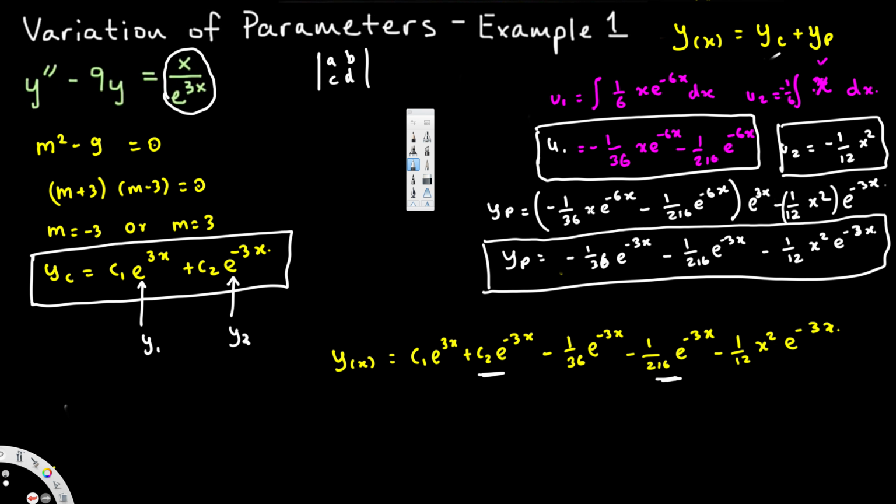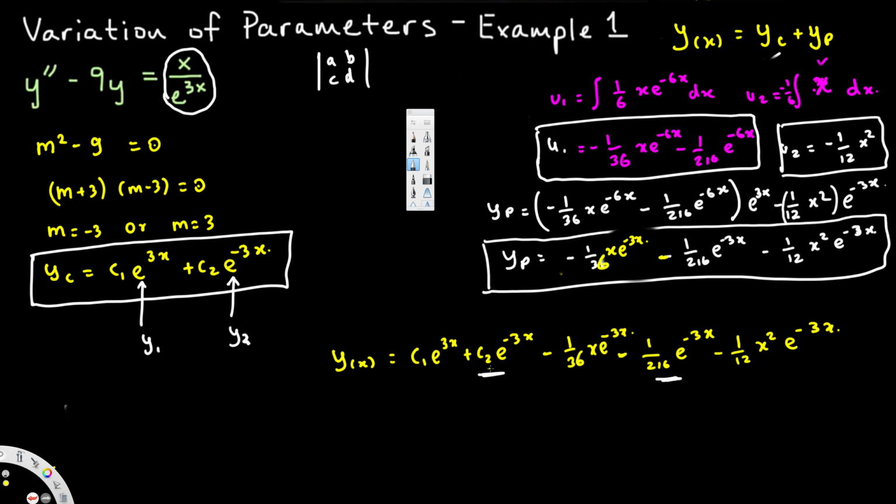Let's see, this one yp, okay, I made a mistake here, I missed an x with this one, because here we have 1 over 36 x e power minus 6x, so when we multiply this one by e power 3x, this is going to be x e power minus 3x. So therefore this one must be 36x e power minus 3x. So we don't have any other like terms like this, and this one is x square, so it is the only term like this. So these two are similar: c2 e power minus 3x, and with the negative sign in front, 1 over 216 e power minus 3x.